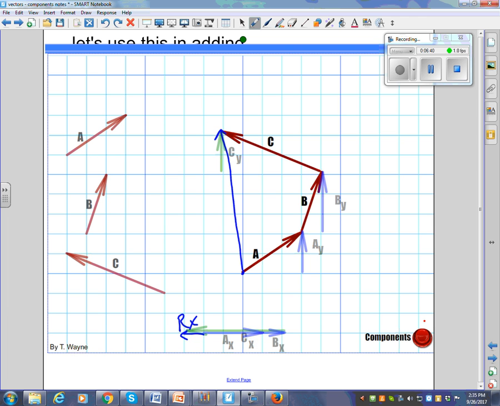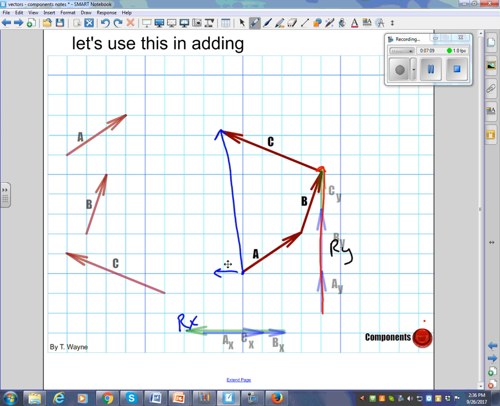Okay, and then I'm going to take the AY, and it doesn't matter where. Okay, well, there I guess. AY, we're going to add BY and CY, and what would you call the sum of all those? You'd call that RY, right? That would be like that there. And now if you take RX and RY, it gives you a right triangle.